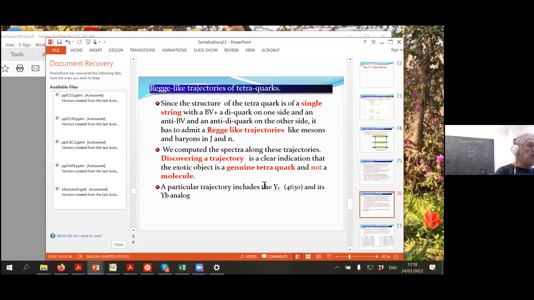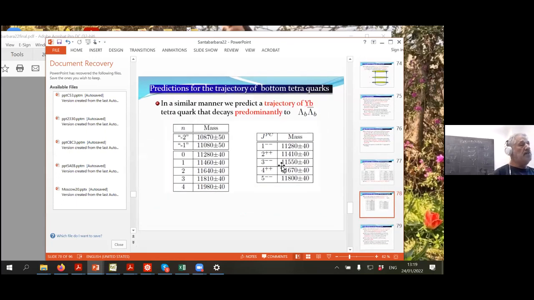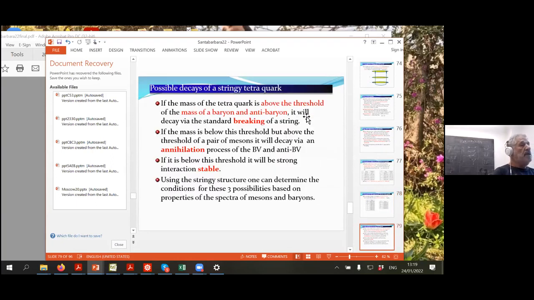Now, there is such a particular example, and this is one example, and this is a state Y4630, which is predominantly decaying into lambda C bar. So we computed the trajectory, the states on the trajectory, and if they will be discovered, that will be an indication, and similar for an object that can decay to lambda B bar.